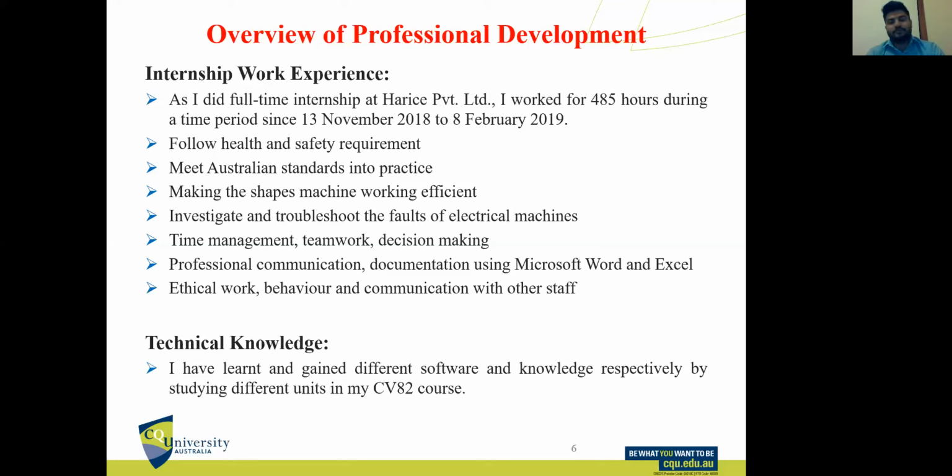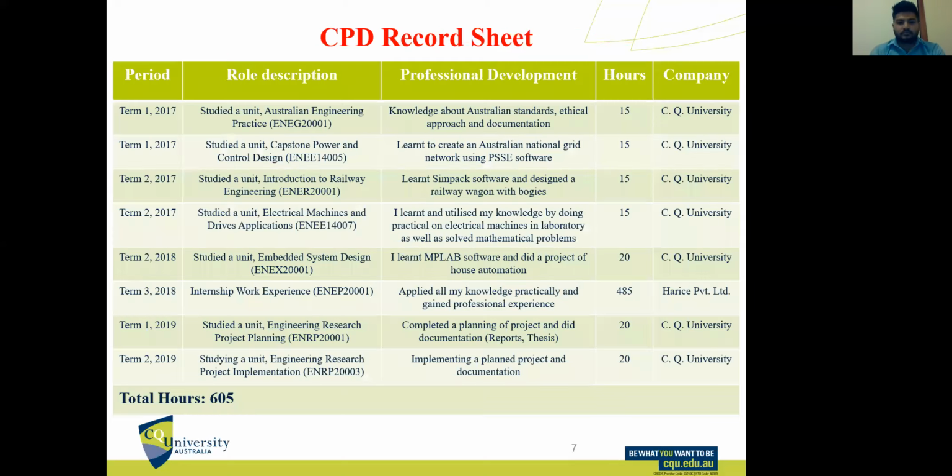Professional communication, documentation using Microsoft Word and Excel, ethical work behavior, and communication with the other staff. So overall, I learned a lot of things over there.